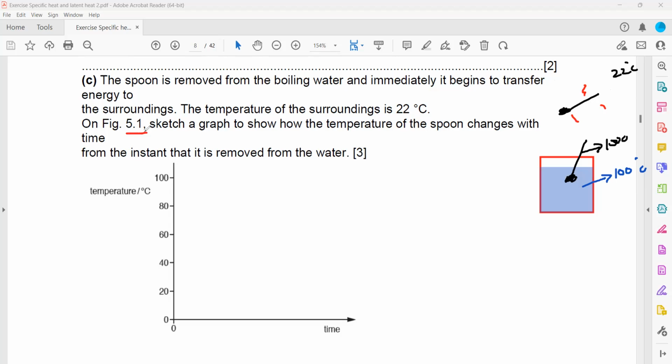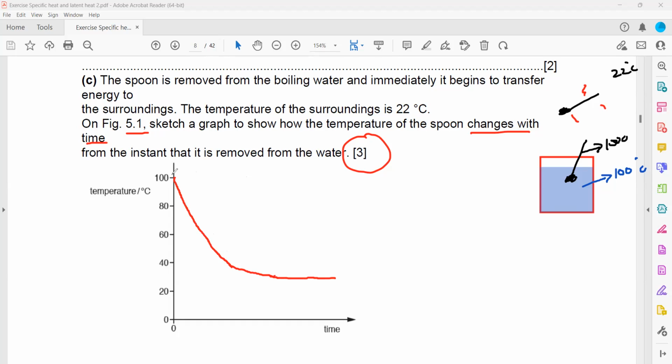On figure 5.1, sketch a graph to show how the temperature of the spoon changes with time from the instant that it is removed from the water. It's 3 marks. It's very simple. First, you don't have to draw a straight line, because if you draw a straight line, it means it is losing energy at the same rate. In the beginning, it is losing faster, but as the temperature is decreasing, the rate of energy loss is also decreasing.